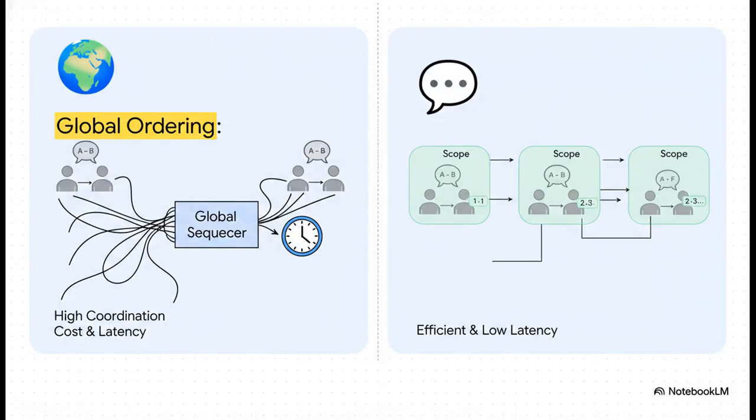Now for the second pillar, and this one is a really radical design choice. Instead of trying to guarantee that every single message across the entire platform is in one perfect universal order, which would require this massive, slow coordination effort, the system only guarantees order inside a single conversation. It's a brilliant move, because by letting go of a guarantee that, let's be honest, nobody actually needs, the system gets a huge boost in performance.